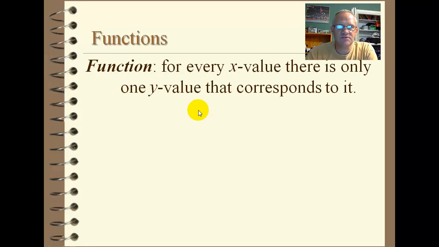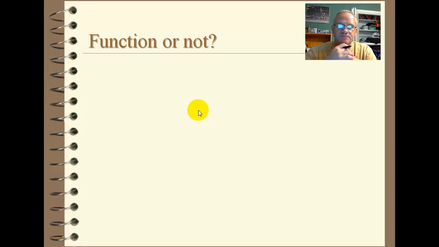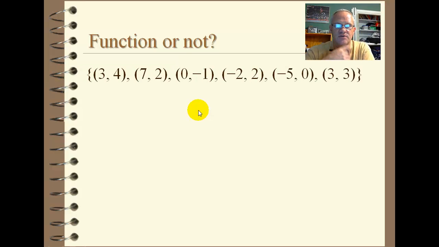All right, functions. Now, the main thing to remember about a function is for each x value, there's only one y value that goes with it. Okay, so for each x there can only be one y. If there's more than one y in any way, it's not a function. All right, so let's take a look and see if this is a function or not. Okay, again, here's a set of ordered pairs, a bunch of x's and y's together. So can we figure out for each x that we've got, do we only have one y?